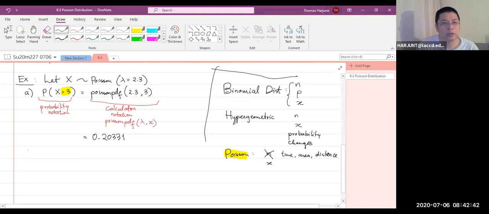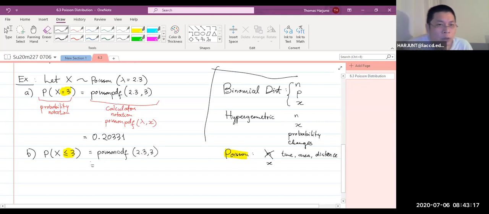Second one, what is the probability that the number of incidents is at most, let's say, 3? Here I want you to contrast the difference between the number of incidents equals 3 and the number of incidents up to 3. Very similar to the binomial case, that will be Poisson cumulative, right? Poisson CDF, 2.3, 3.